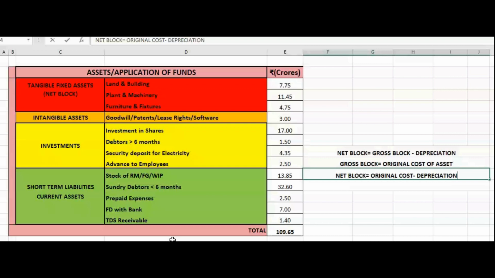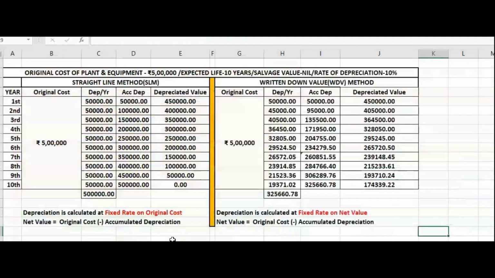But then how is depreciation calculated? Let's see. Depreciation is calculated under two methods. One is the straight line method or SLM, and the other is the written down value method or WDV method. Let's take this example. Suppose the original cost of plant and equipment is 5 lakh and it is purchased at the beginning of the first year. Its expected lifespan is 10 years and the salvage value at the end of the 10th year is nil. Therefore, the rate of depreciation is 10%.